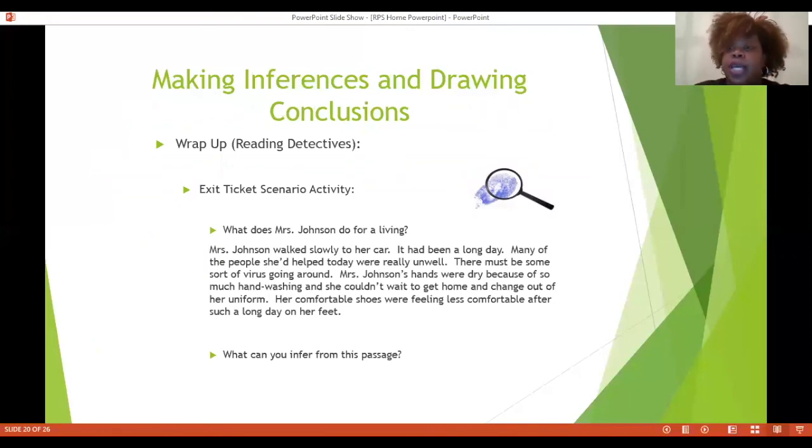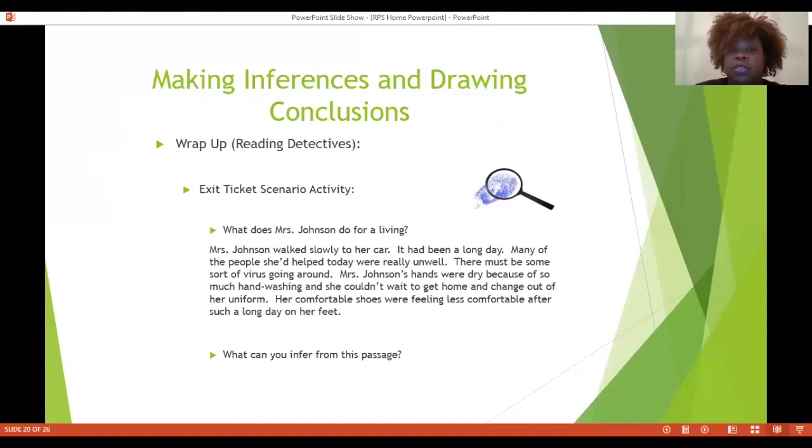So I want you to take a minute to read this and pause me, so you can read and answer this question. All right, thank you for coming back. Hopefully you have answered the question, what can you infer from this passage?